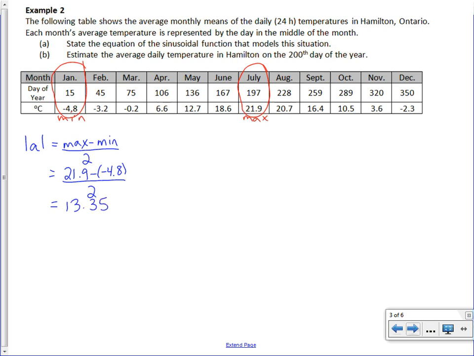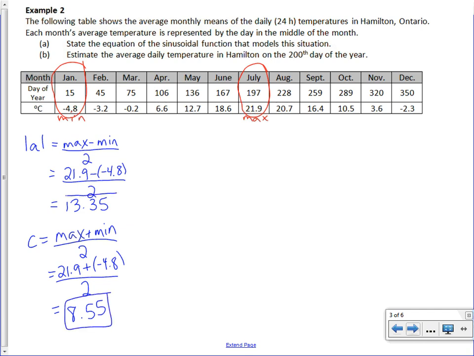13.35. Very good. Because you're dividing by 2, you guys get this will always be a nice terminating decimal. Even if it starts with decimals, it won't be non-repeating stuff. Okay? C, max plus min over 2, which will be 21.9 plus negative 4.8 over 2, which will be 21.9 plus negative 4.8 divided by 2, 8.55. So there's 2 of my 4 pieces of information.